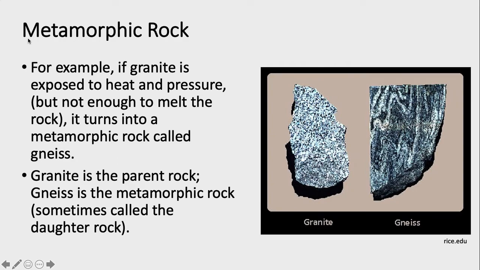For example, if granite is exposed to heat and pressure, but not enough to melt it, it turns into a metamorphic rock called gneiss. Gneiss, that's pronounced "nice." Granite is the parent rock, gneiss is the metamorphic rock, sometimes called the daughter rock. And here's a picture of granite and then a picture of gneiss.